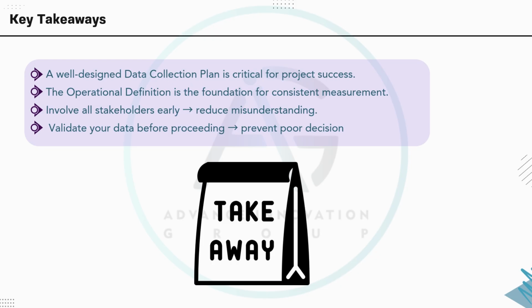3. Involve all stakeholders early. This helps create alignment, reduces misunderstandings, and builds ownership in the data collection process. 4. And finally, always validate your data before analysis. Skipping this step can lead to flawed conclusions, poor decisions, and wasted effort. Remember, good data leads to good decisions. A strong DCP ensures your data is credible, actionable, and aligned with project goals.